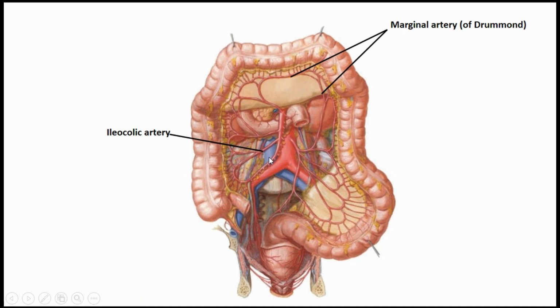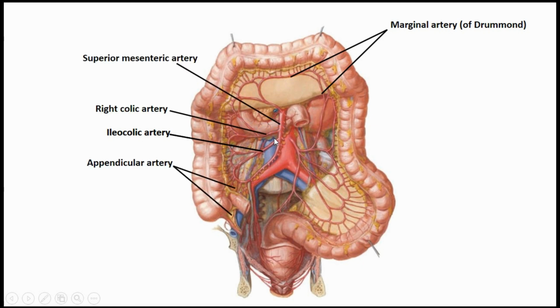So right here, who's hanging out at 7, 8 o'clock? That's the ileocolic. Who's hanging out at 9 o'clock? That's going to be our middle colic right there. And let's get that plugged in. There we go. So ileocolic giving off the appendicular artery, and 9 o'clock, here's our right colic.